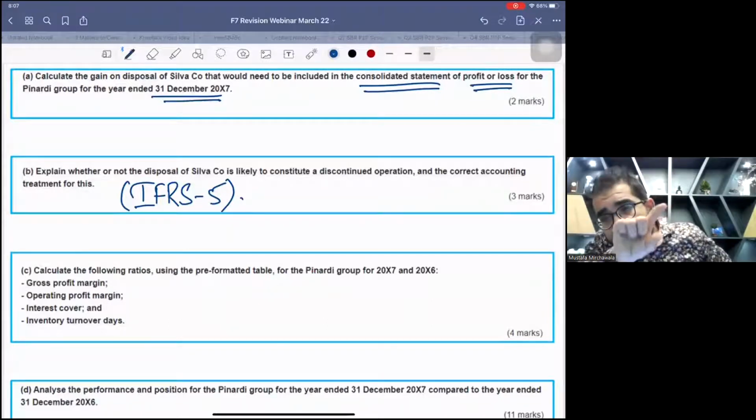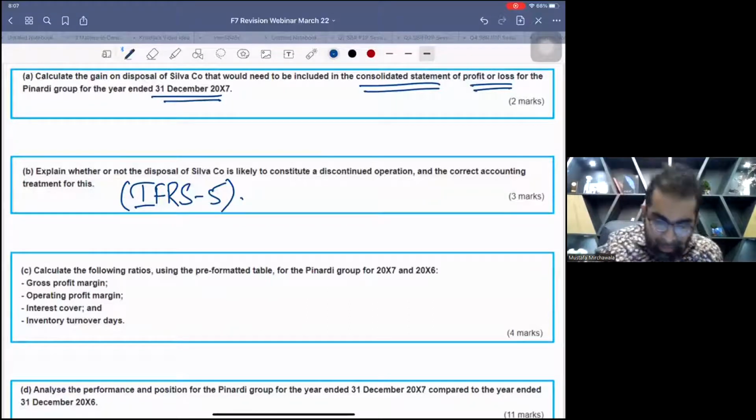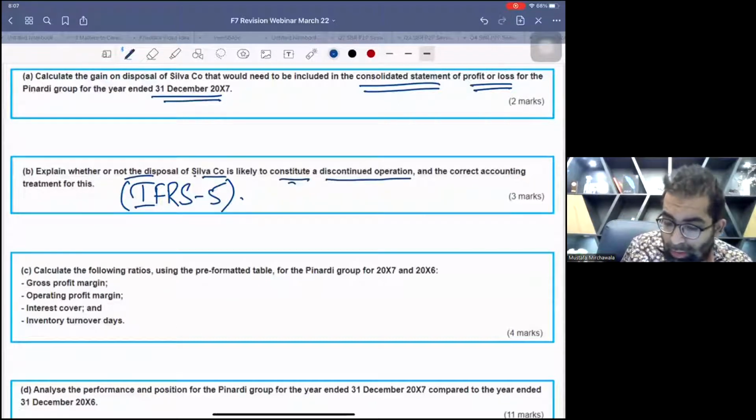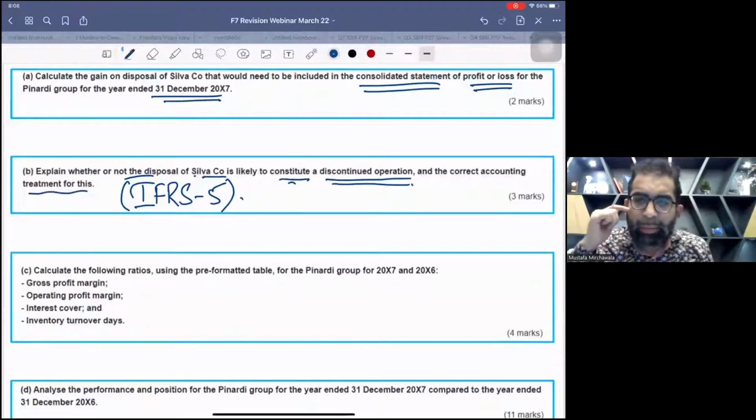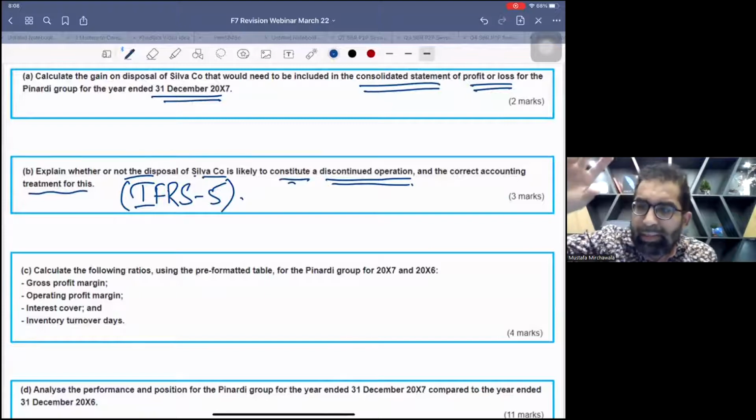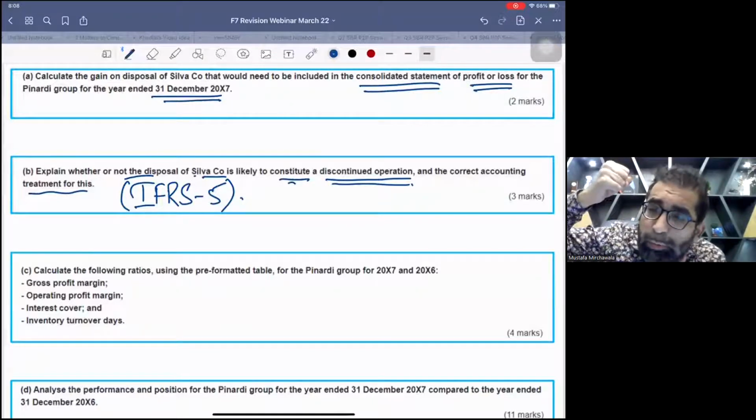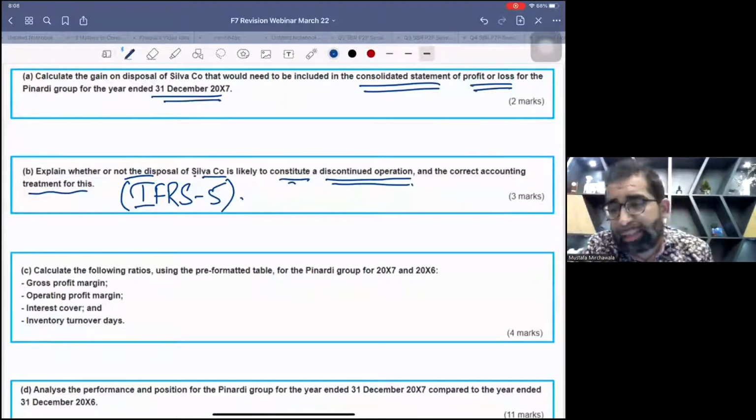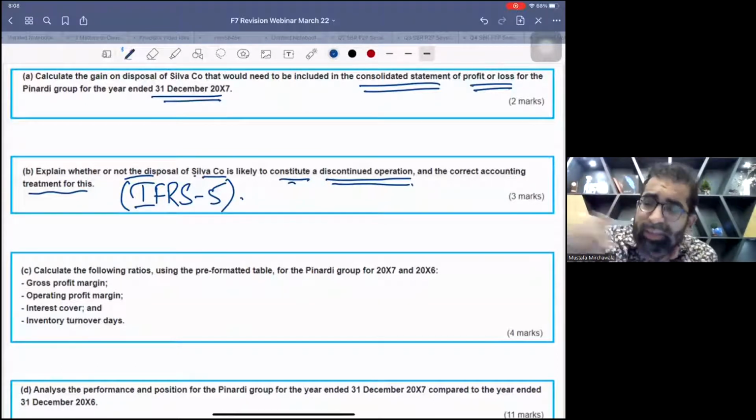This question is about IFRS 5, the second part, discontinued operation. Explain whether or not disposal of silver is likely to constitute a discontinued operation and the correct accounting treatment for this. Yes, we should say that in the beginning of the question, they openly said that they are going to withdraw themselves from the jewelry sector. So jewelry is a separate line of business.